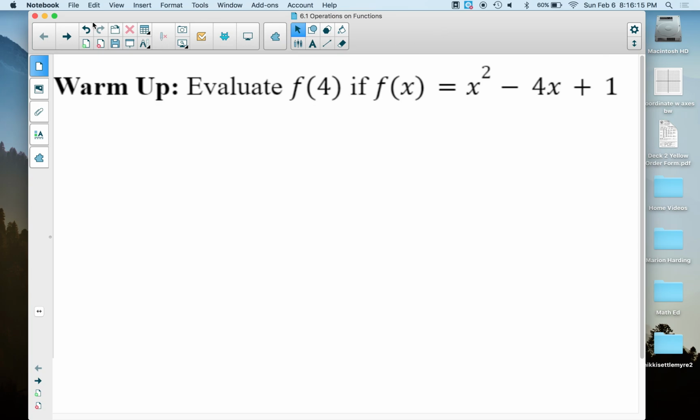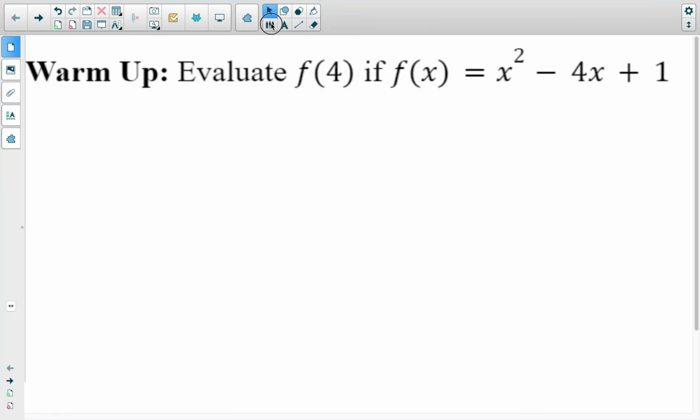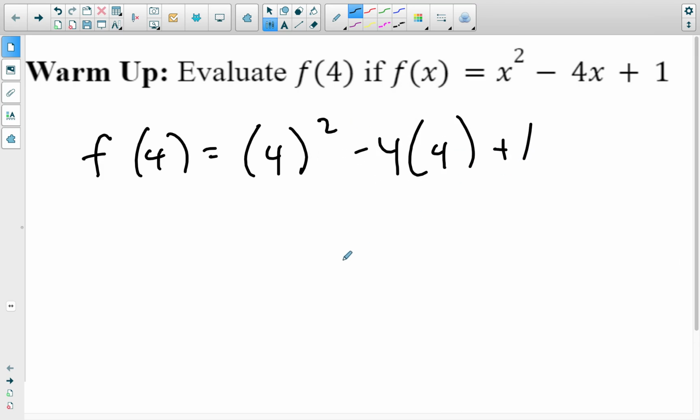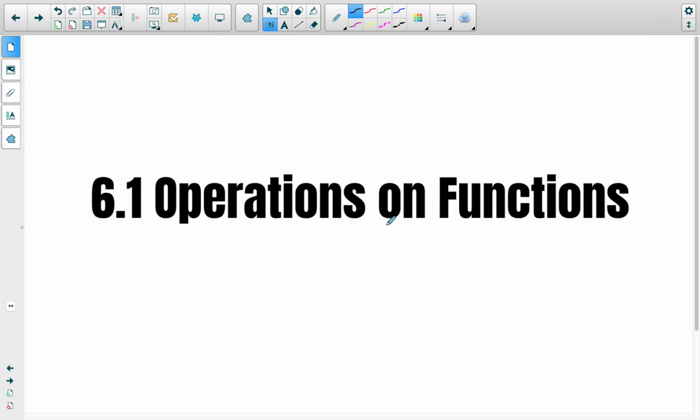All right, to help us out with this section, we're going to go through this little warm-up. So if we're asked to evaluate f of 4, given that f of x is this function, all we're going to do is plug in 4 everywhere we see x, right? So f of 4 would then become 4 squared minus 4 times 4 plus 1, which would simplify to give us 1.